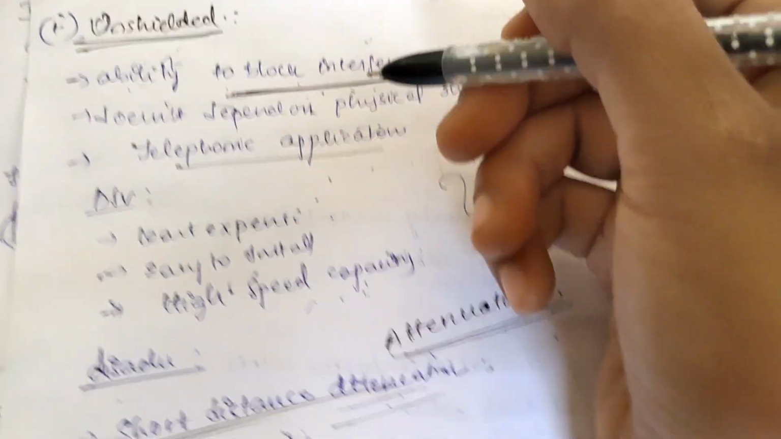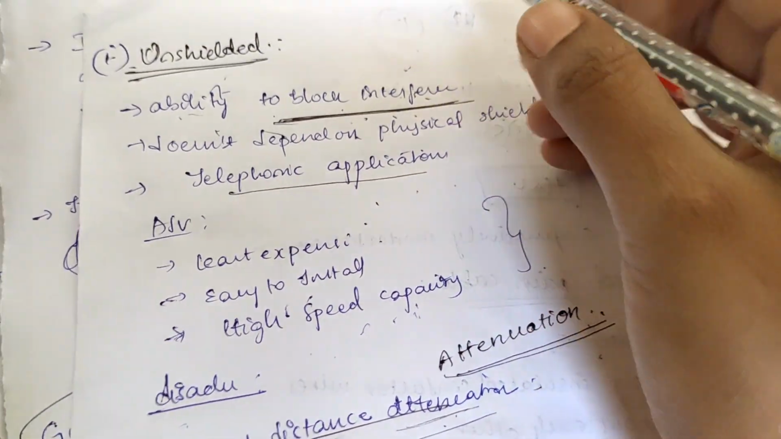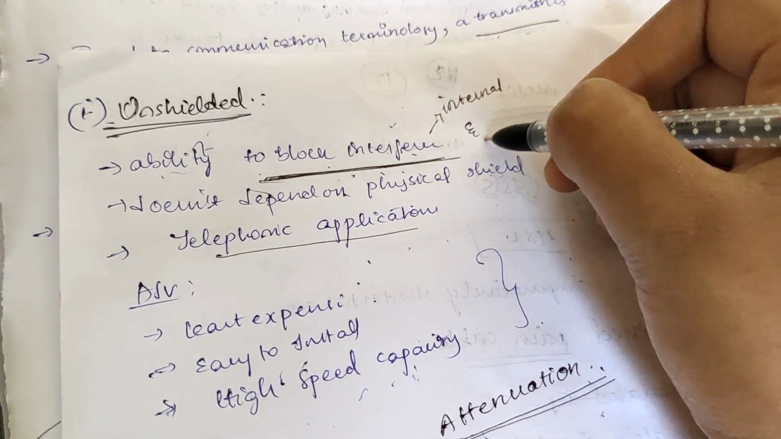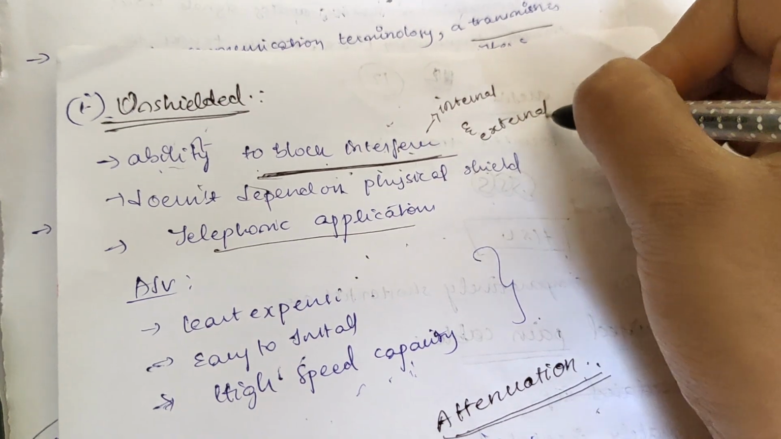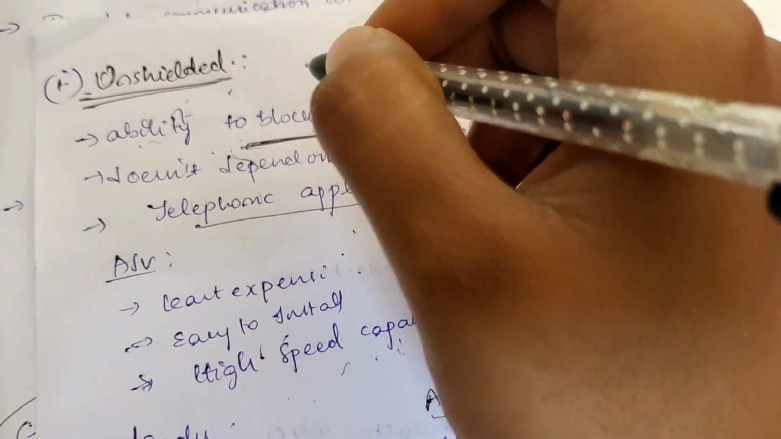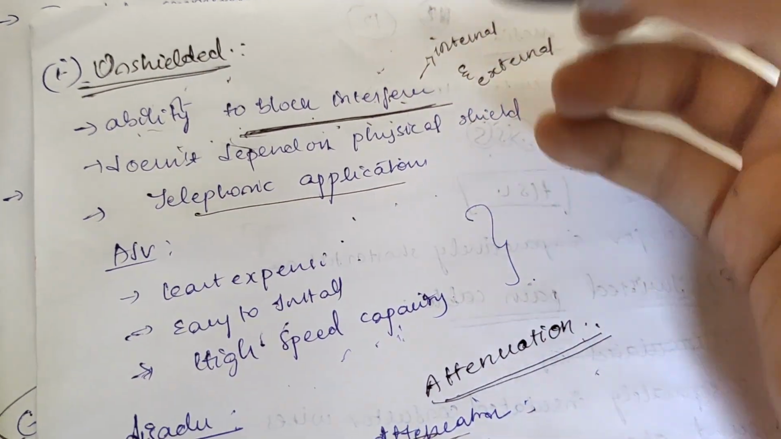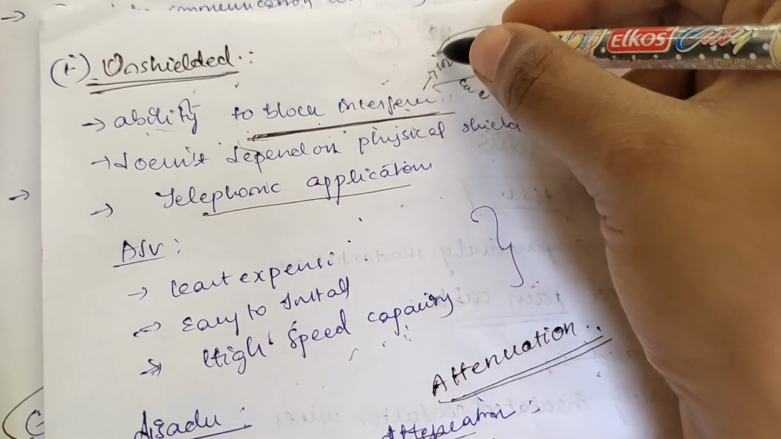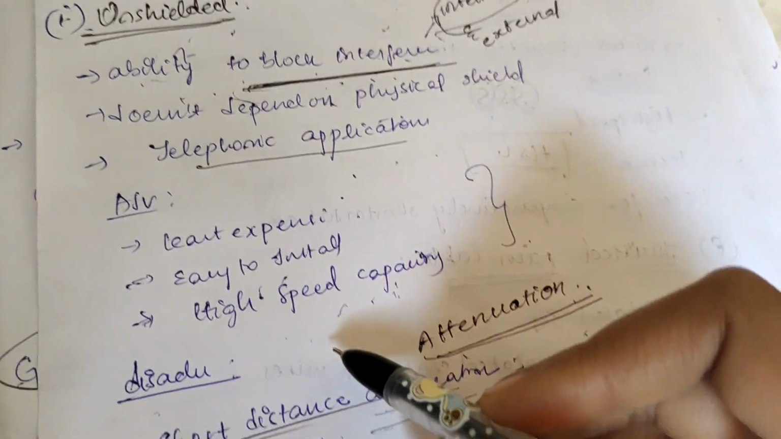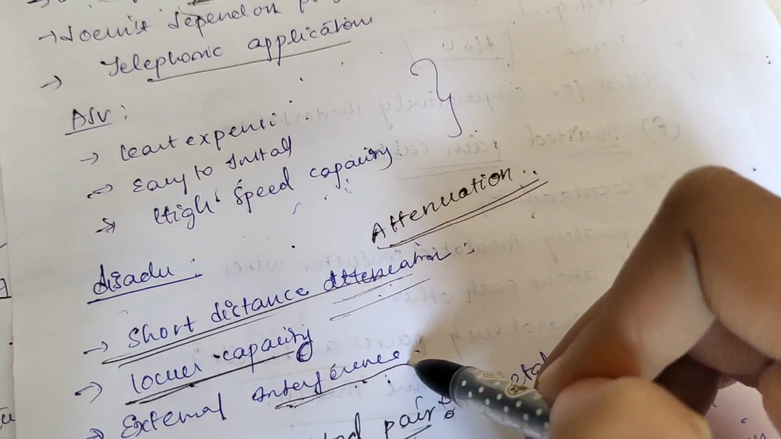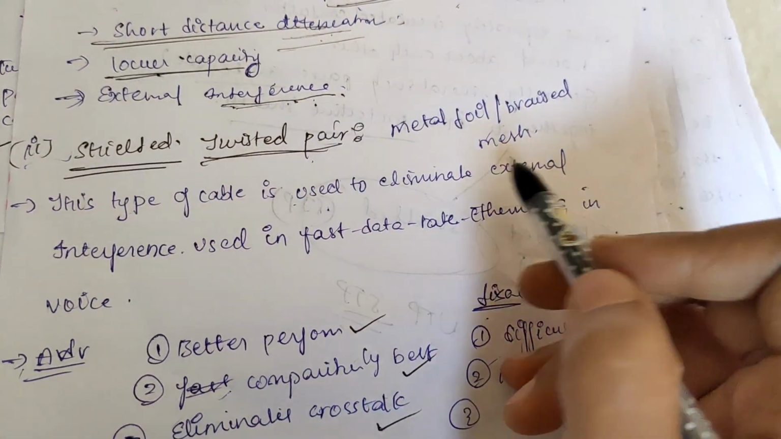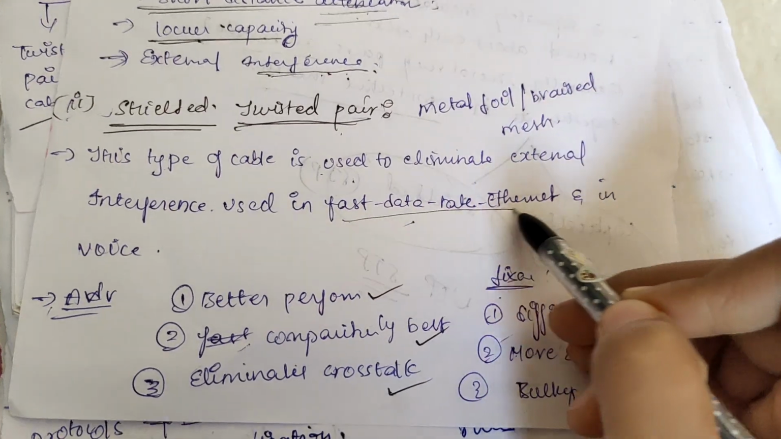What is external interference? We have talked about interference, and interference is divided into two types: internal and external. This unshielded transmission media will stop the interference caused by internal sources. Whatever disturbance is caused internally, it will stop, but it cannot stop the external interference. For this, another medium is used, that is shielded twisted pair. This shielded twisted pair is used to eliminate external interference, and is used in fast data Ethernet and in voice.